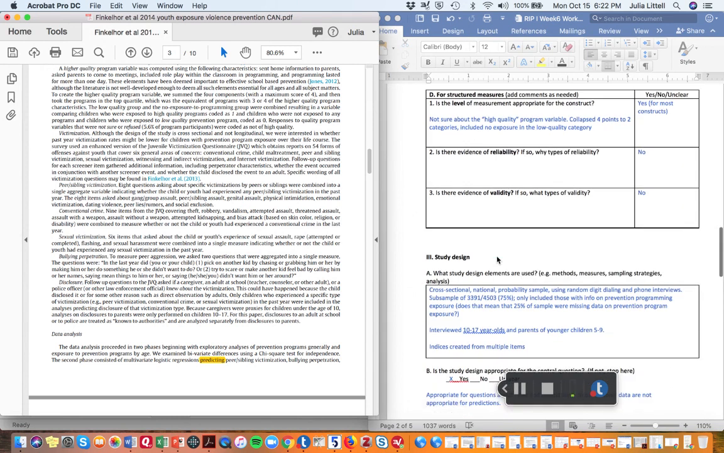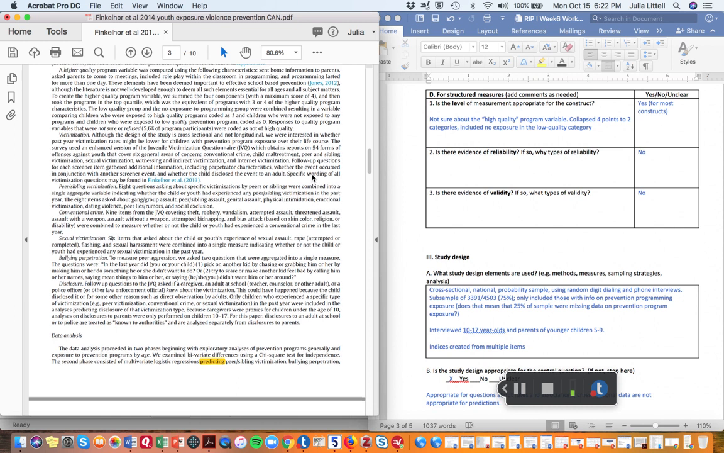And then D, for structured measures, and these are structured measures, is the level of measurement appropriate for the construct? I said yes for most constructs. Now, I'm really not sure about that high quality program variable again, because they've collapsed a possible score of 4 on the high quality variable down to 2 categories, including no exposure in the low quality category. So you've got this dichotomous variable, high quality or not. I don't think that's a good measure of quality.